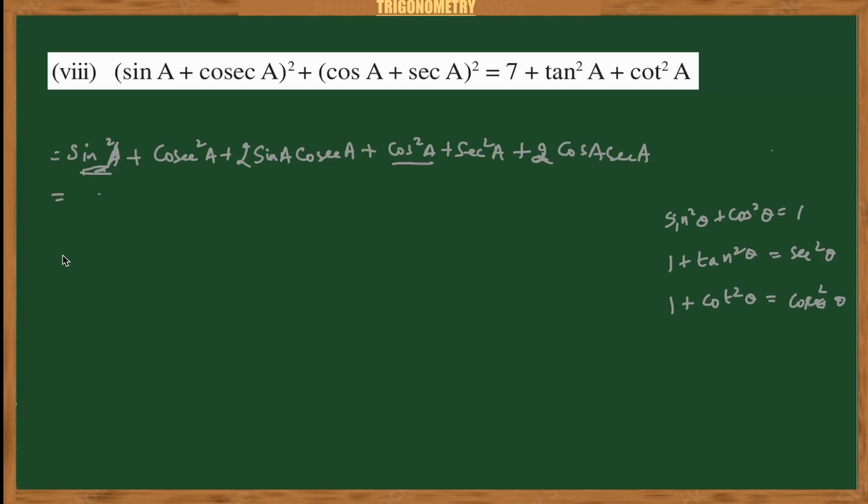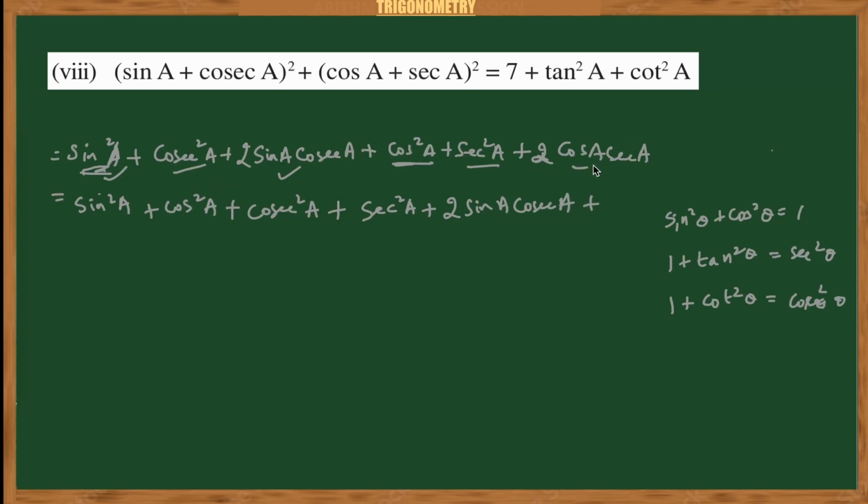So we have this sin square A, we took it, then we have cos square A, plus what is remaining, cosecant square A, plus secant square A, plus what is remaining, 2 sin A cosecant A, plus 2 cos A secant A.